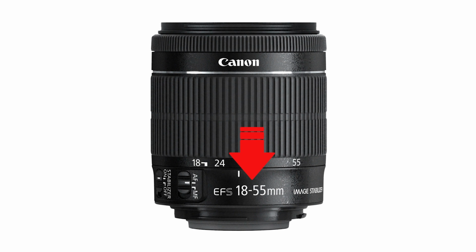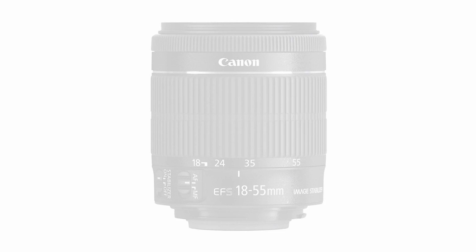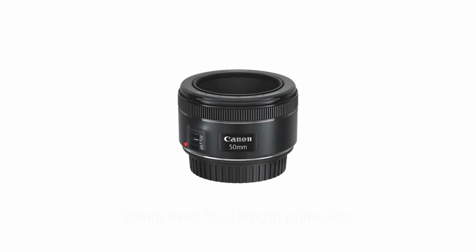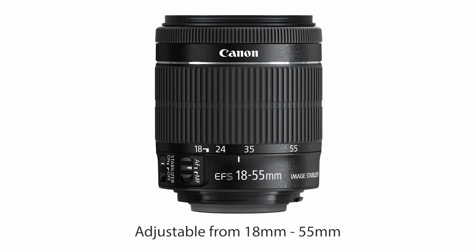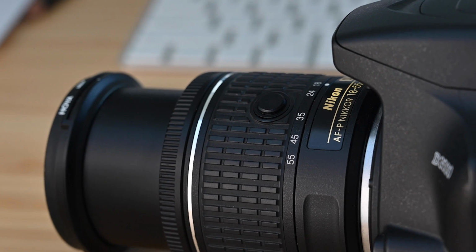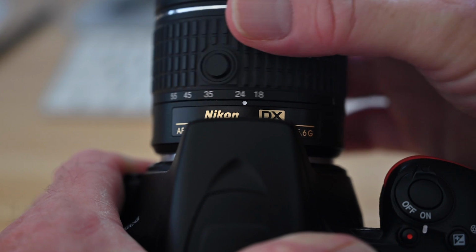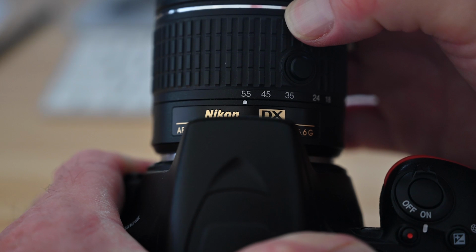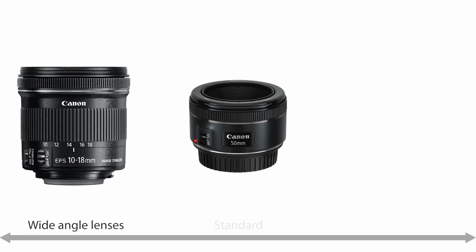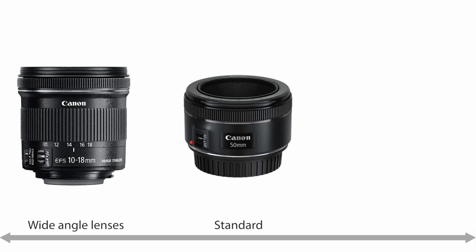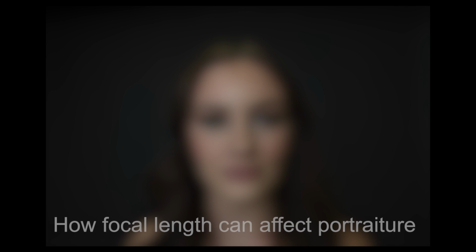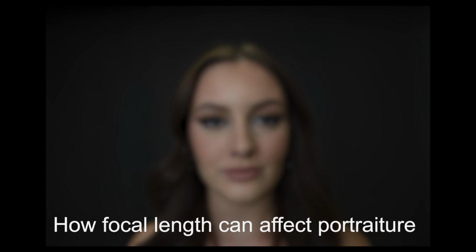Now, whilst you can get lenses that have a fixed focal length like the popular Nifty 50, most likely your lens or lenses have a variable focal length, which simply means you can adjust the lens to zoom in or zoom out. For example, this lens can be adjusted from 18 to 55mm simply by turning what is called the zoom ring on the lens. Lenses with lower numbers are called wide-angle lenses. Most regard the standard focal length to be around 50mm, and lenses that have a much longer focal length are called telephoto lenses. Now let's see how different focal lengths can affect the shape of the face.